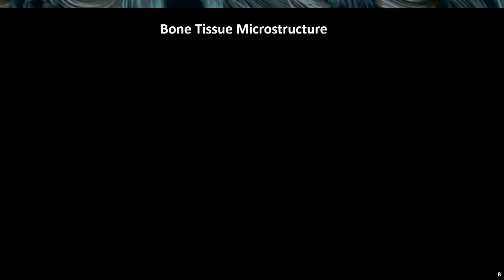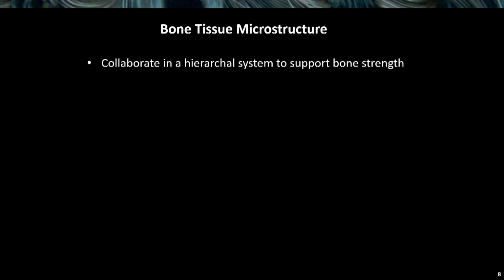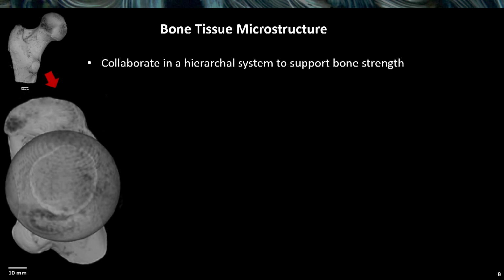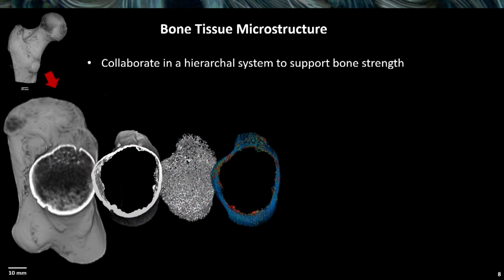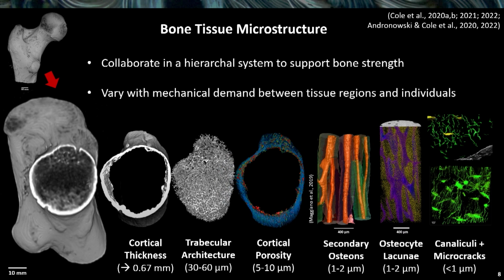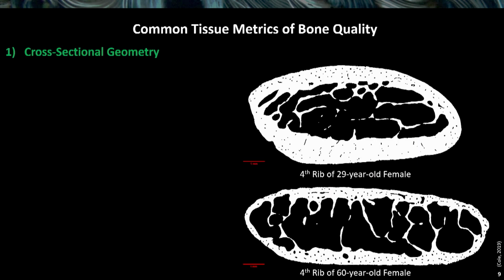And so what we can look at is not only the material composition of the bone, but also the microstructure. And bone tissue microstructure collaborates in a hierarchical system to support bone strength. So again, looking at that femoral neck and taking a section off, there is a collaboration down the hierarchical scale between the cross-sectional geometry, trabecular bone, the porosity, the osteons that surround the pores, osteocyte lacunae, and all the way down to canaliculi and microcracks at almost a nanometer scale. So different ways we might quantify bone tissue quality: the cross-sectional geometry, the area and the distribution of the shell of bone.